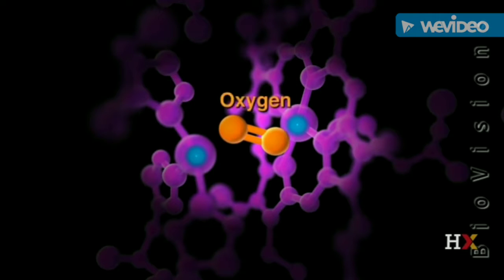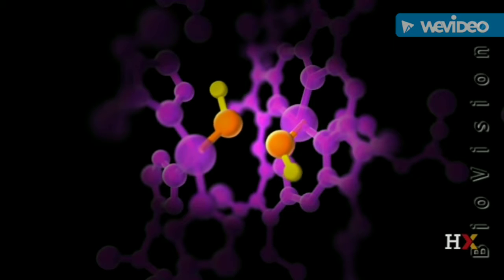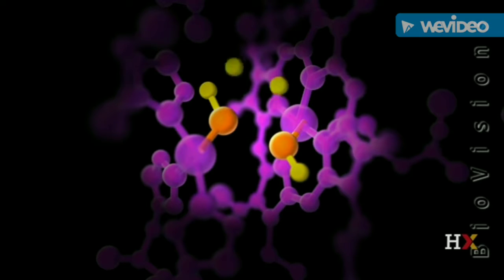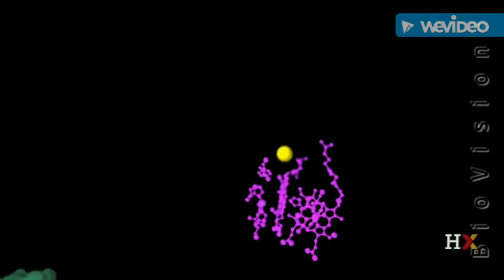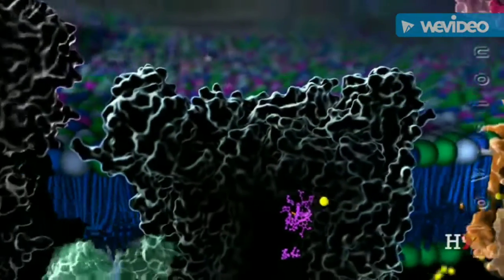The proton gradient is strengthened because 4 protons from the matrix are incorporated into water molecules, and another 4 are pumped into the intermembrane space. In the absence of oxygen, the electron transfer comes to a halt, meaning that ATP synthesis also stops. Indeed, the reason we breathe oxygen is so that it can serve as the final electron acceptor at the end of the electron transport chain.